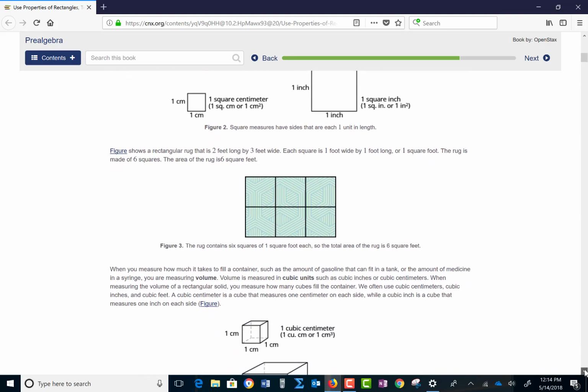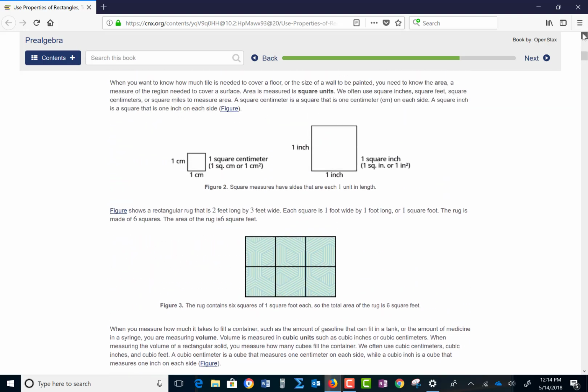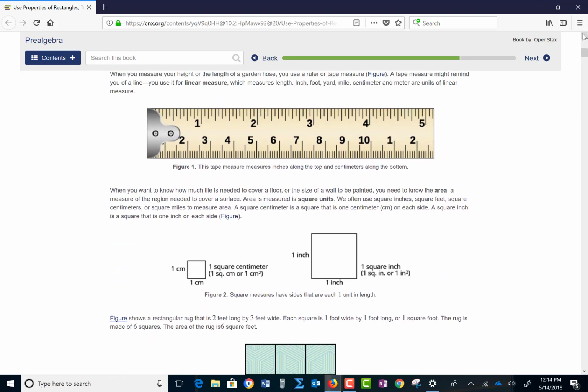If I'm trying to fill up a box, so pretend this is a tissue box and I'm trying to pour something into it, that's volume. And if you'll notice the little symbols that are on here, if I'm measuring something, let's say it's in inches, then my answer would be in inches.